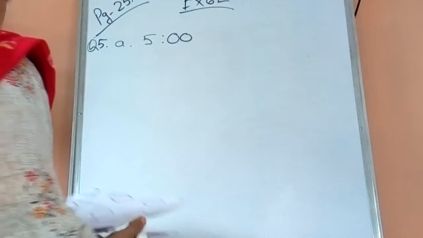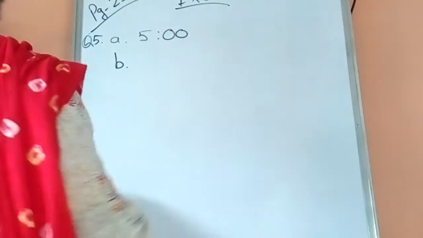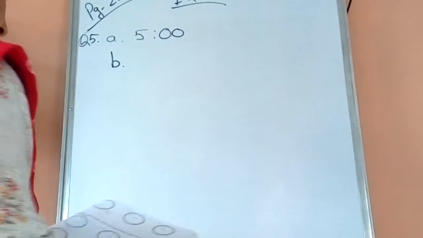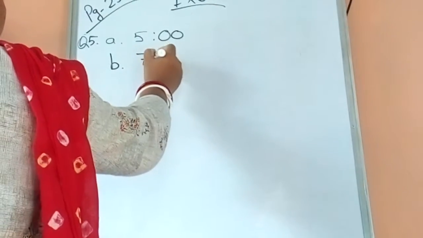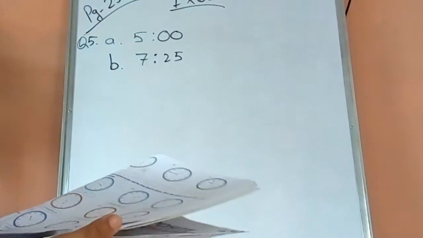Okay. Then number B. 25 minutes past 7. That means 7:25. 25 minutes past 7.